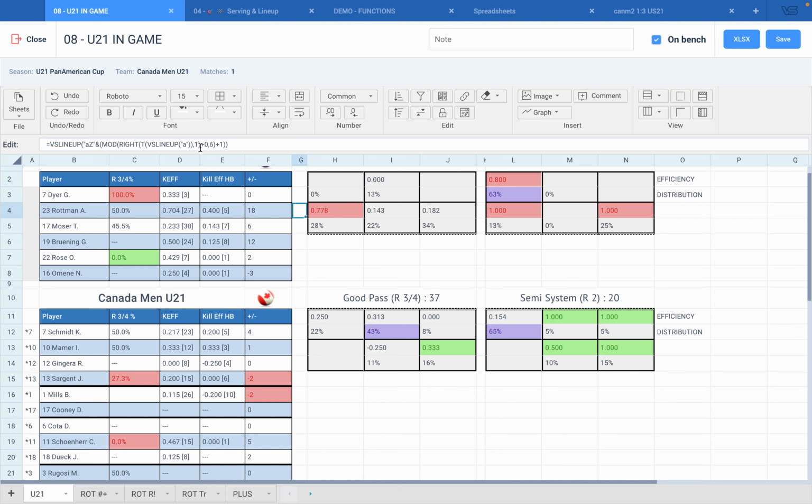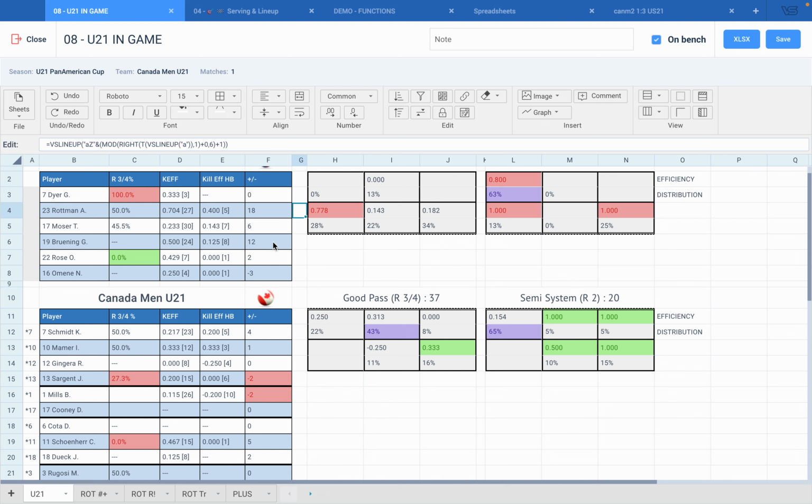So it's going to give me the number, and I'm adding 1 because the next one after the setter is the opposite, and then the third one after the setter is the outside hitter, right? So number 1 after the setter and number 3 after the setter are the outside hitters. The opposite is number 2 after the setter, so you got a 2 and then I add 1, and then the middles are plus 1 and plus 4. So that's what is happening.